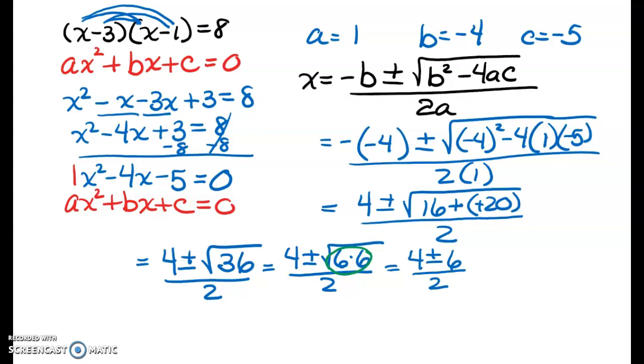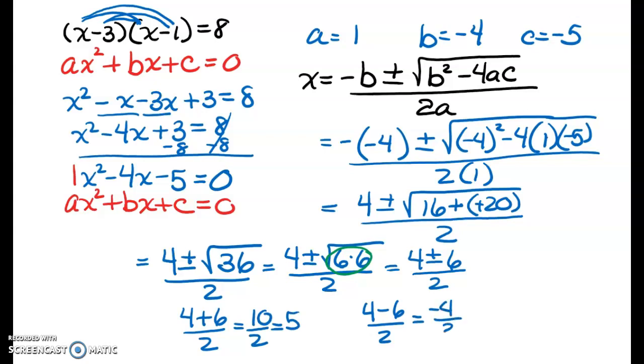And I know that 4 and 6 are like terms, so I'm going to split it up. For one answer, I'm going to do 4 plus 6 over 2. For another, I'm going to do 4 minus 6 over 2. Well, that's going to be 10 halves, or 5. This is going to be -4 halves, or -2. So my final answers are going to be -2 and +5.